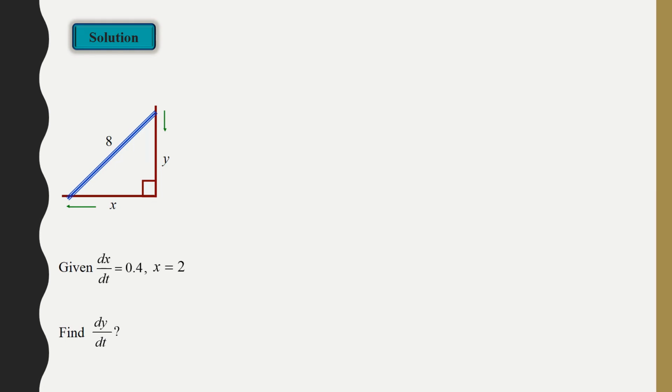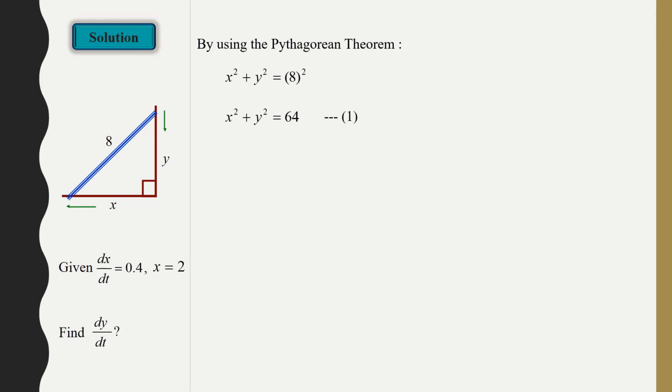So first, by using the Pythagorean theorem, we have x squared plus y squared equals 8 squared. This is from the diagram. So then, let equation 1 be x squared plus y squared equals 64. Then we differentiate 1 with respect to t. So we get 2x dx/dt plus 2y dy/dt equals 0. This is implicit differentiation.